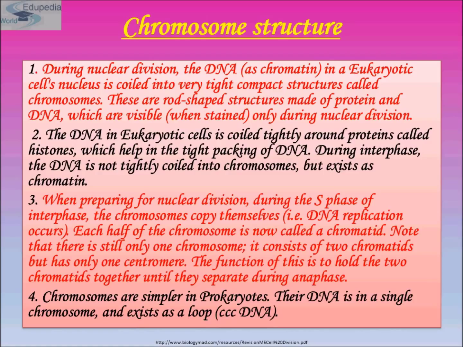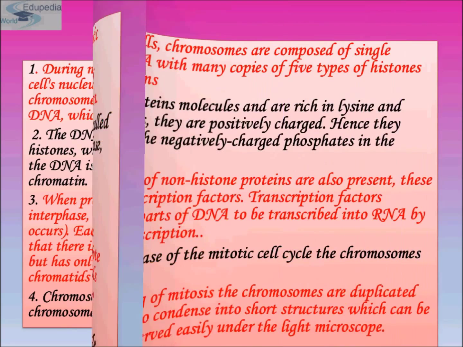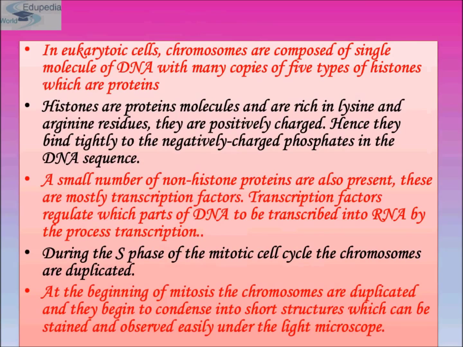Chromosomes are simpler in prokaryotes. Their DNA is in a single chromosome and exists as a loop. In eukaryotic cells, chromosomes are composed of a single molecule of DNA with many copies of five types of histones, which are proteins. I have shown a chart of the types of histone proteins in the next slide.